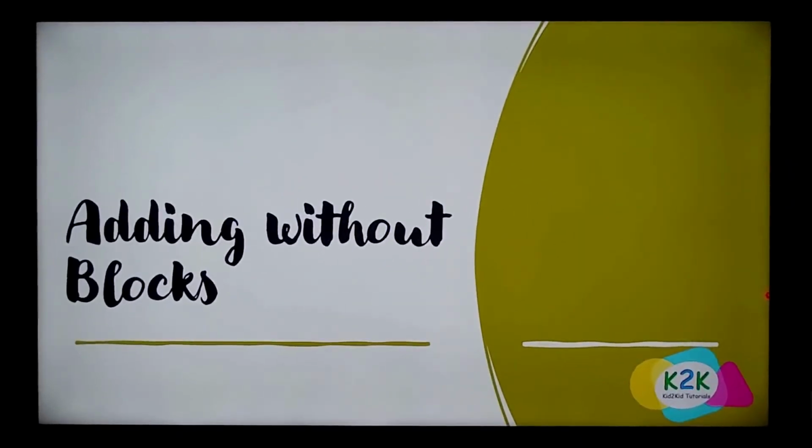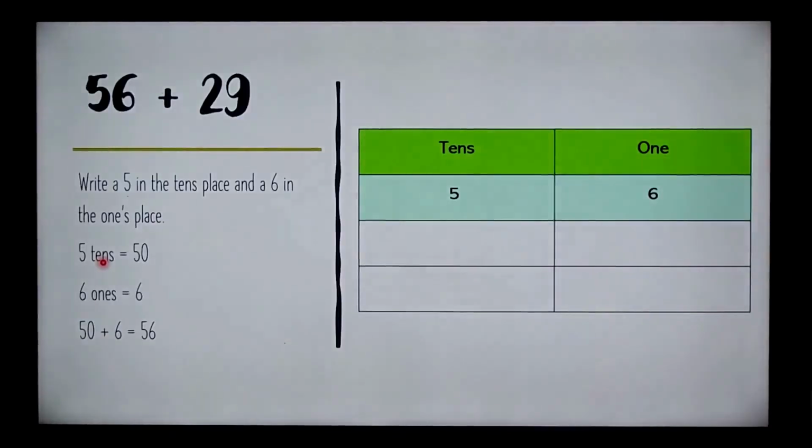So next we're going to be working on adding without blocks. So our problem for this is 56 plus 29. So you can see here we have a table with a tens column and a ones column. So first we'll start off with 56. So we have 5 tens in 56 and 6 ones in 56.